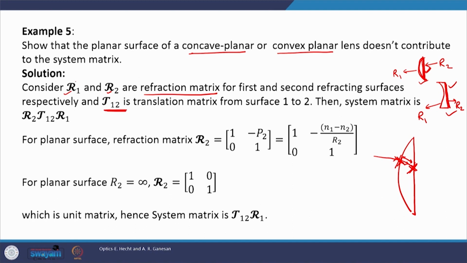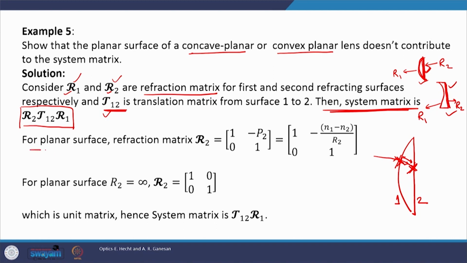Therefore, to come up with an expression for the system matrix, we have to calculate the refraction matrices R1 and R2 and the translation matrix T12. This translation matrix is from surface 1 to surface 2. Once all these matrices are known, we can easily calculate the expression for the system matrix, which is nothing but R2, T12 and R1. This is what we want to calculate.